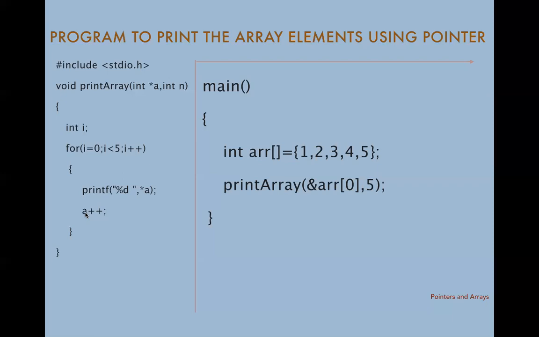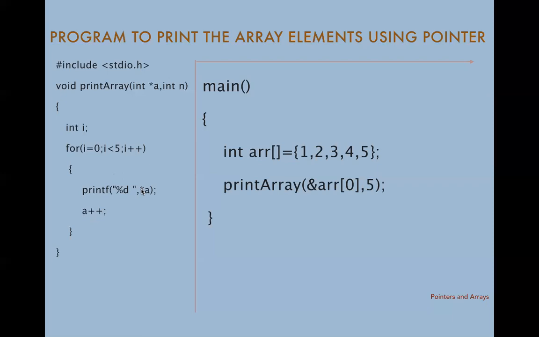Say for example, if A is equal to 1000, now A will become 1004. Yes. Now it goes here. I becomes 1. It prints star A. So star A is going to be the value at 1004. That's definitely array of 1. So it prints 2. Then you increment A. Now 1008. So it prints the value at 1008.